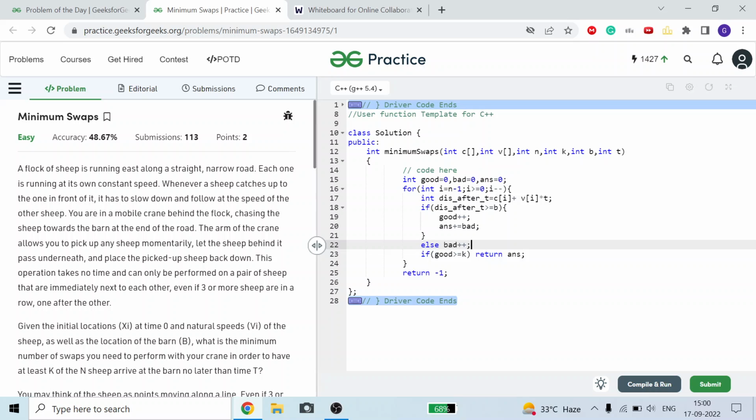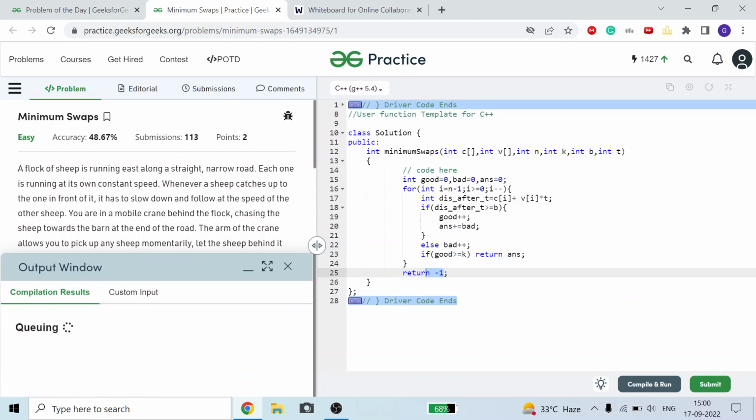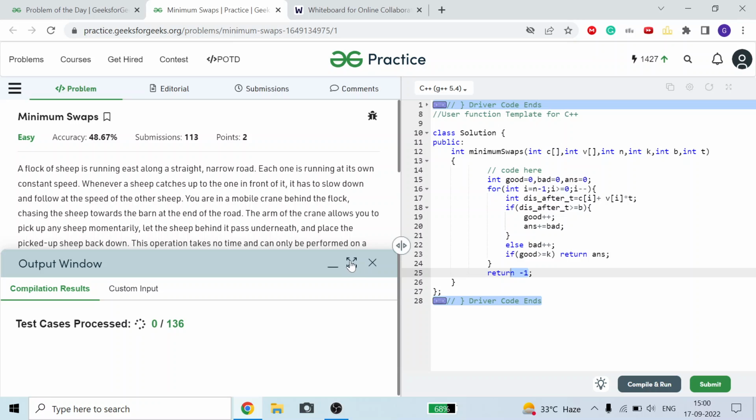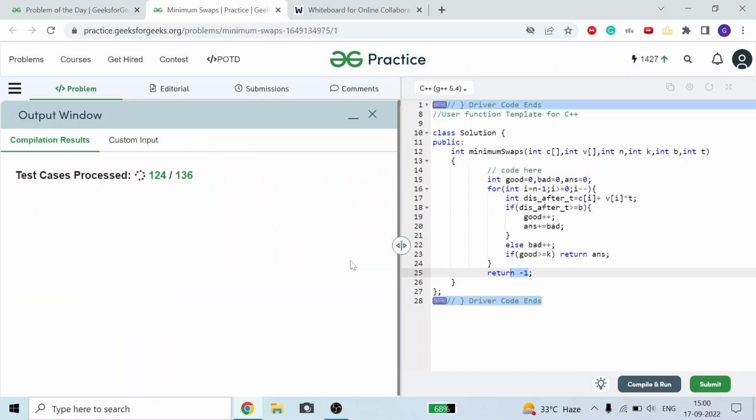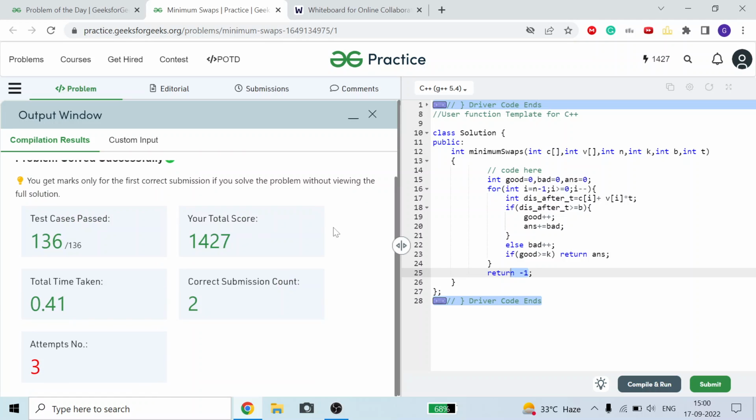Else bad plus plus. And if at any position my good is greater than or equal to k, I don't want to increase my answer because I already have k ships, so I will return my answer. If I come out of the loop, it means good can never reach k, meaning I will never be able to get k ships to my position b, so I will return -1. Okay, this is a mathematical problem, you need to dry run it on pen and paper. This is a very weird mathematical problem.